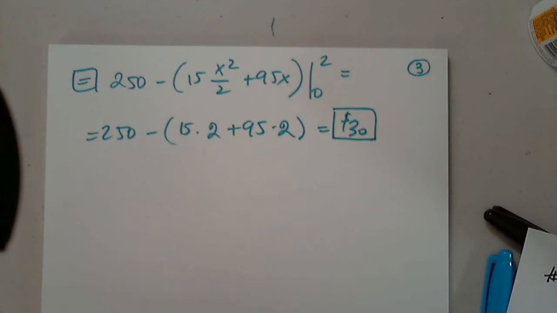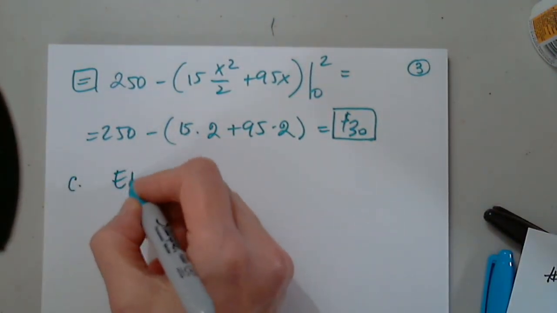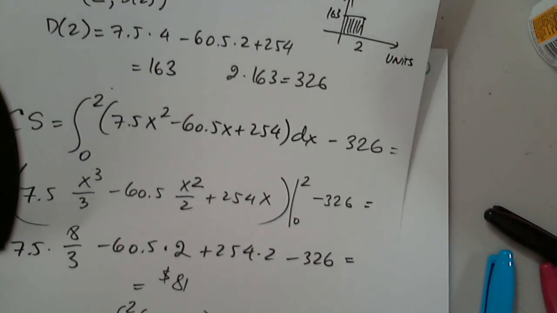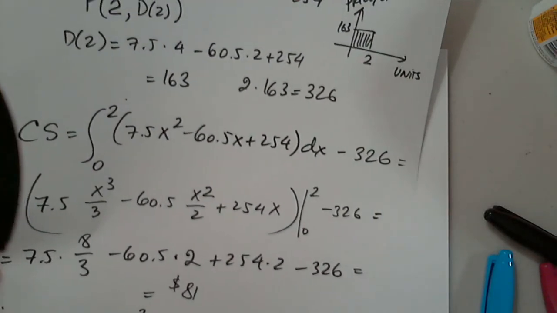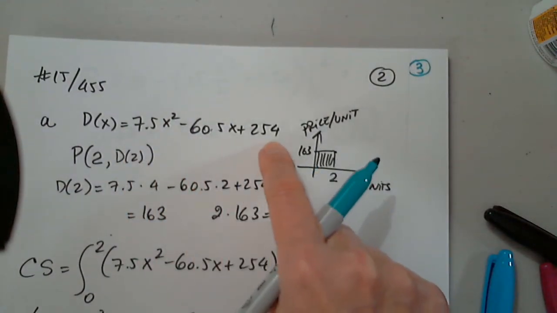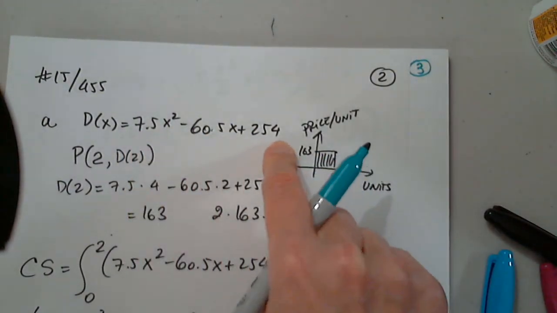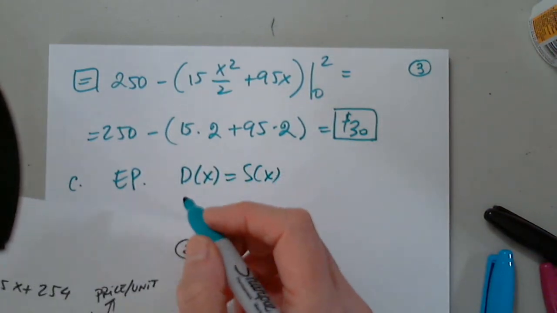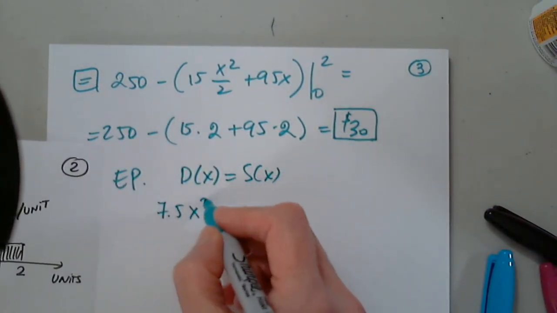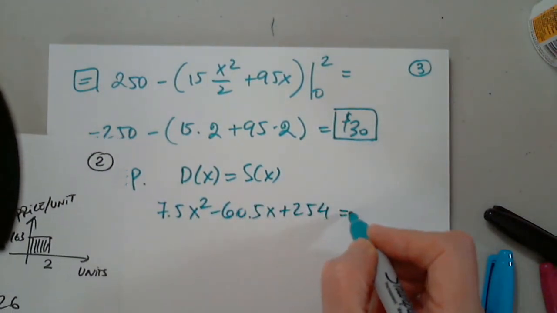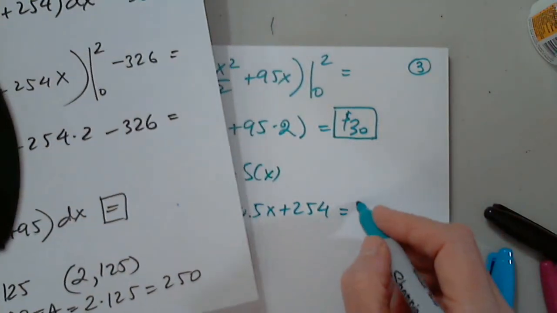Okay, so first, in part C, let's find the equilibrium point. How do we do that? Anyone would like to help? Do they have to equal each other? Exactly. The demand equals the supply. Exactly, that's it. The equilibrium point is d of x equals s of x. And d of x, I'm copying it. And this is 15x plus 95.